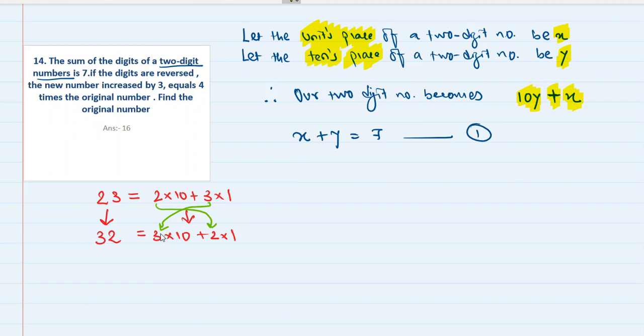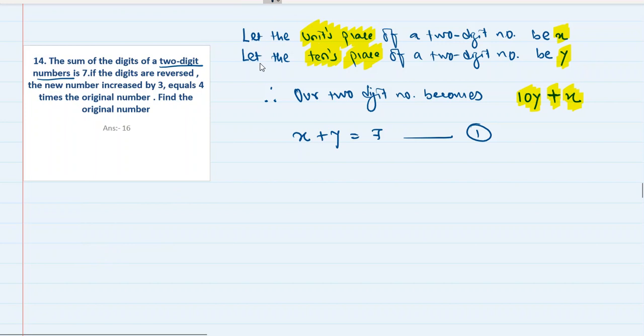That is what you mean when you say that the digits are reversed. The digits reversed means the units place digit takes the place of the tens place, and the tens place digit takes the place of the units place digit. This is what we mean when we read a statement which says if the digits are reversed. So if you want to note this down, note it down. If you don't, it's okay. As far as you understand what they mean, it's not a problem. So now let's figure out how to form our second statement.